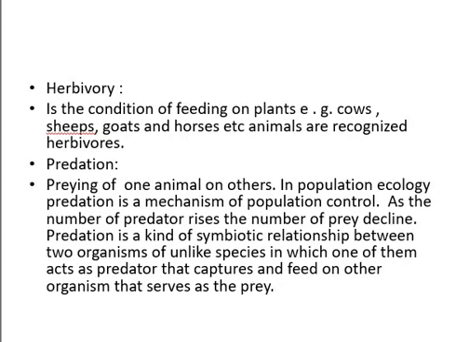Herbivory is the condition of feeding on plants, for example cows, sheep, goats and horses, etc. Animals recognized as herbivores. Predation is the preying of one animal on others. In population ecology, predation is a mechanism of population control. As the number of predators rises, the number of prey declines.